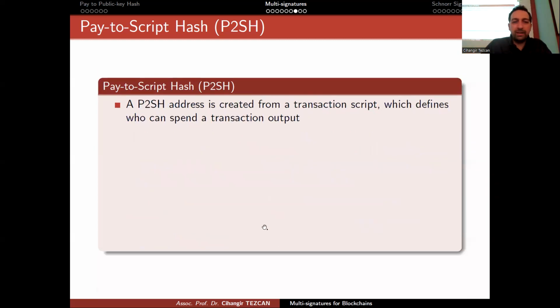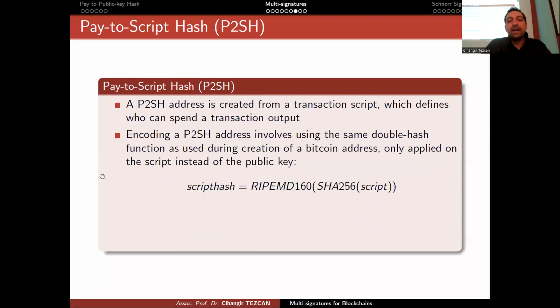So a pay-to-script hash address is created from a transaction script, which defines who can spend the transaction output. Encoding a pay-to-script hash address involves using the same double hash function as used during the creation of a Bitcoin address, one applied on the script instead of the public key. So that is the whole difference. Here in my first slides, I put the public key here and obtained a 20-byte wallet address that starts with 1. Here I'm putting the script here and obtaining again 20 bytes. And when I convert it into base 58, I will put a different prefix on it.